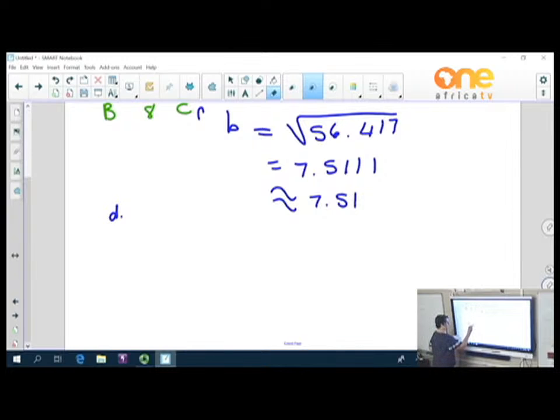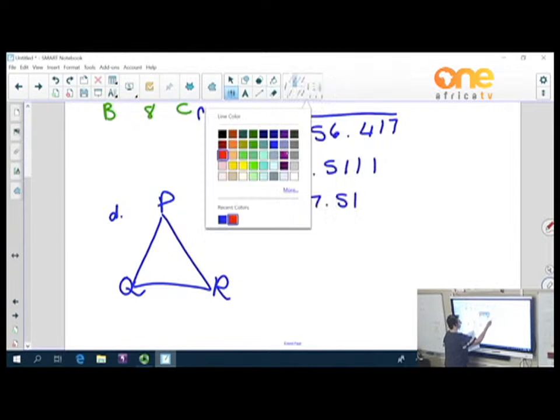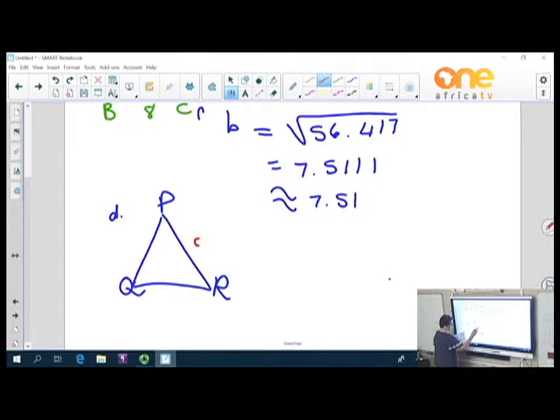So this is triangle PQR. We have to draw it to understand which one is which. This is Q, this is P, this is R. They say R is 6 millimeters, P is 7 millimeters, and Q is 101 degrees. This is now an obtuse angle that we have there, and that will play a role.